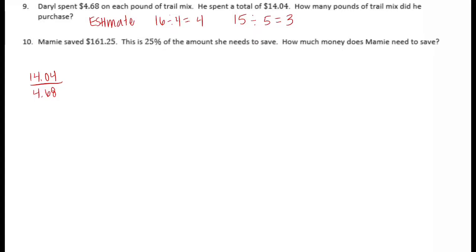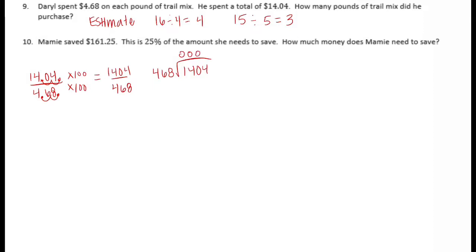Okay, so how many pounds of trail mix did he purchase? Let's make this a whole number divisor. So to do that, I need to move it 2 places. So we're going to multiply by 100. So we get 468. And if I move this 2 places, I get 1,404. And let's divide. Well, can't go into 1 or 14 or 140. So we're just trying to figure out how many times it can go into 1,404.